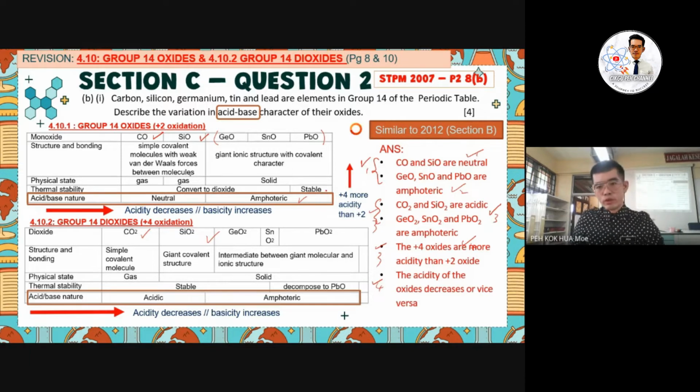I referred to a few marking schemes. I see that sometimes they give the answer very short, which is just mentioning the acid-base behaviour for the group 14 oxides. But I referred to another set of marking schemes from different years, and I see that two more answers come out. So I advise you to give all 6 points for a 4 marks question.